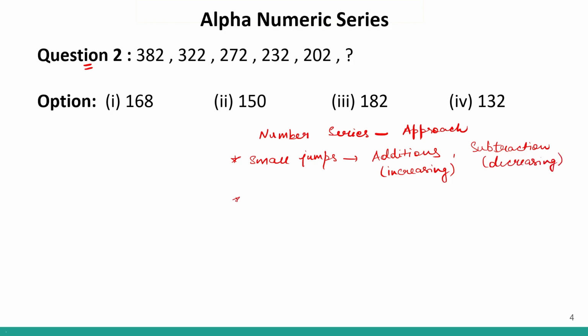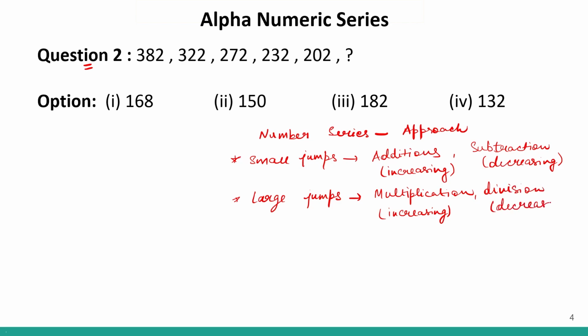This may or may not be true depending on the question, but this is how you should proceed with the question. If you see large jumps between numbers, that means the difference between the numbers is huge, we assume that it is a multiplication series. It is a multiplication series if it is increasing, correct? And if it is decreasing, it is a division series, correct? It is a division series if it is decreasing, right? So this is what we assume.